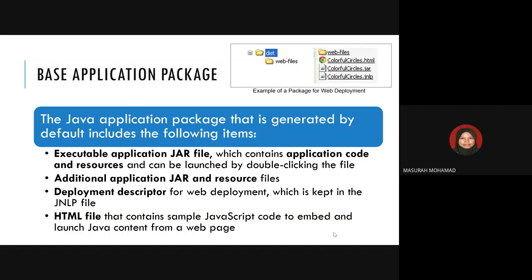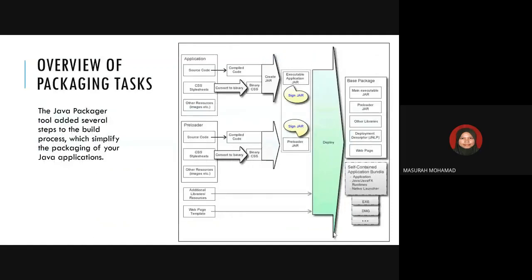So an example of a package for web deployments you can see in the given figure. Let's say you have the HTML file, the jar file, the JNLP. All these files will be packed together in one package. Okay, so overview of packaging task.